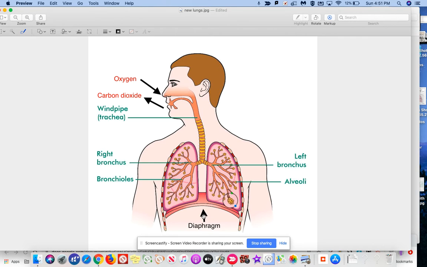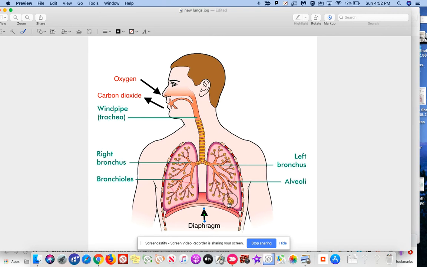There's one other part of your respiratory system I want to talk about, one other organ, and that is the diaphragm. It's a large muscle that runs underneath your lungs, so kind of at the bottom of your chest. And this muscle, when it rises, it helps push the air out of your lungs, so it helps you to breathe out. And when it lowers, that muscle helps your lungs to pull in air. So this is a large muscle that helps you to breathe.